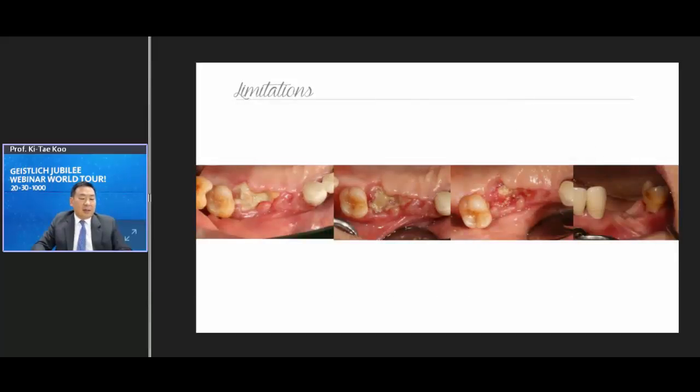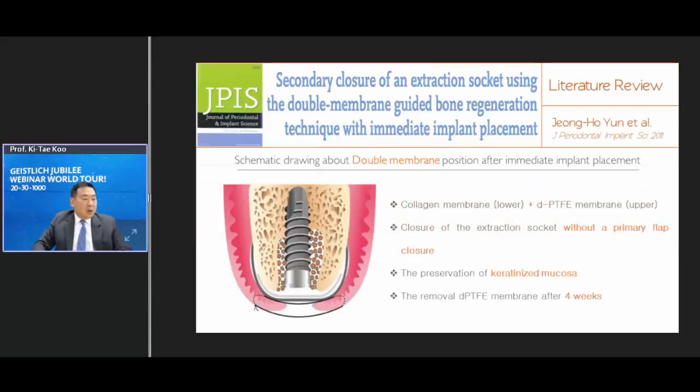Now, this does have its limitations, and I'd like to share some with you. If you extend it from a single case to multiple cases, we do see some collapse of the membrane, and also tearing of tissues at the crest area. This is one area we need to solve if we are to extend it to a multi-extraction case. One solution that came to our mind was using a combination membrane technique, a collagen membrane with a more rigid membrane over it, but it's still hypothetical. So yes, we need to do more research in this area.